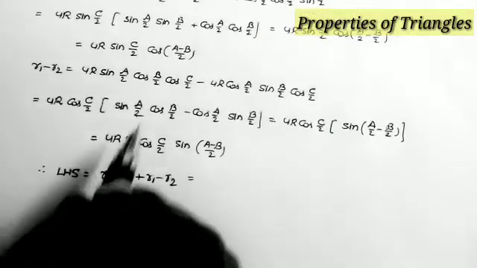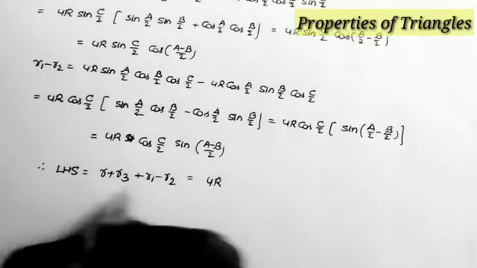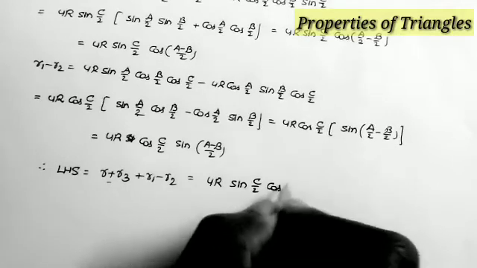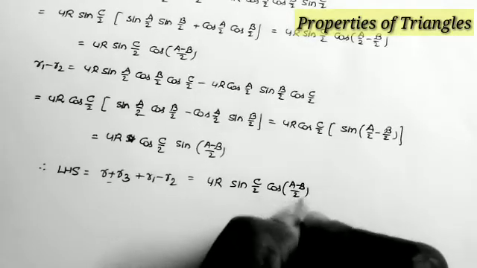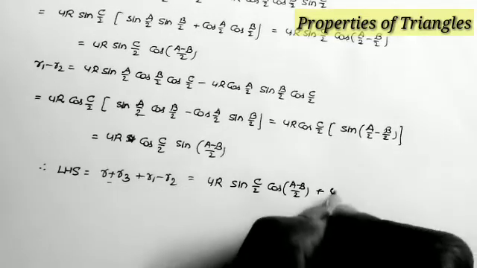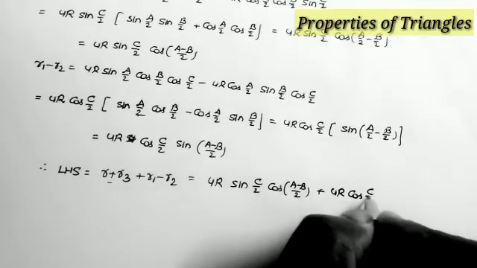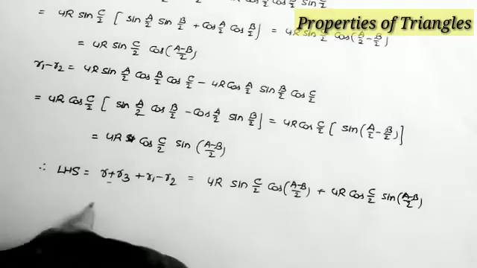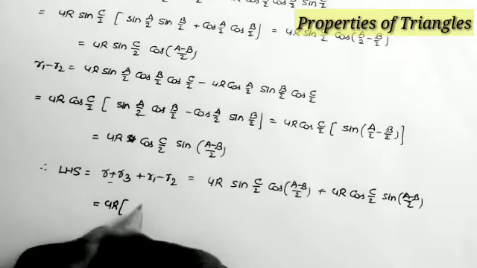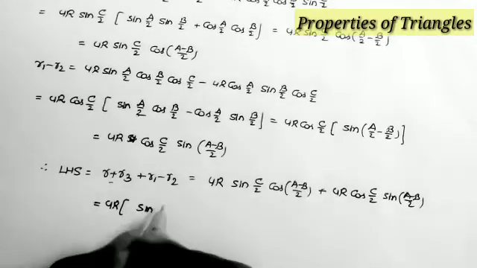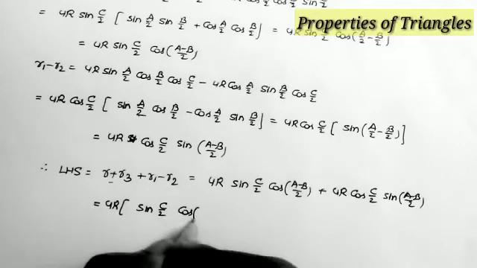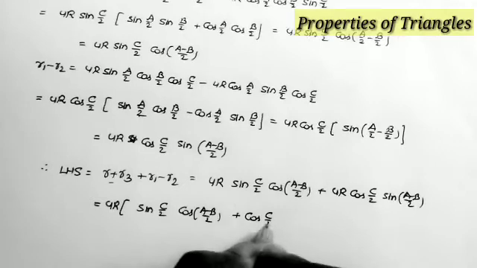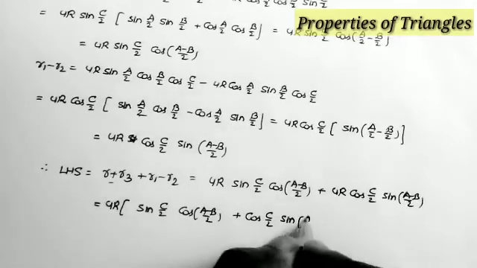Okay. So what is the first value? The first value is R plus R3, equal to 4R sin C by 2 into cos of A minus B by 2. And what is the simplification of the next two values? 4R cos C by 2 into sin of A minus B by 2. Now taking the common terms, 4R is the common term. Sin C by 2 into cos of A minus B by 2 plus cos C by 2 into sin of A minus B by 2.